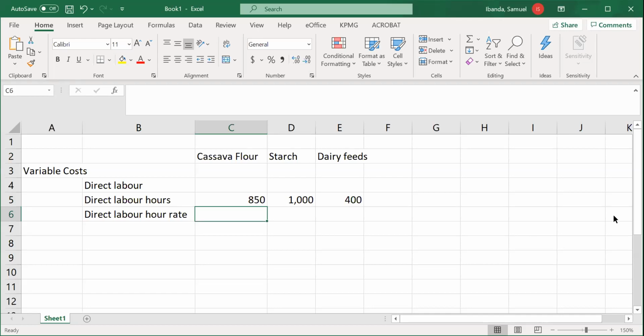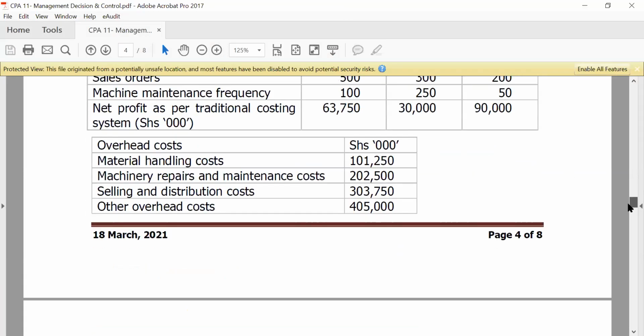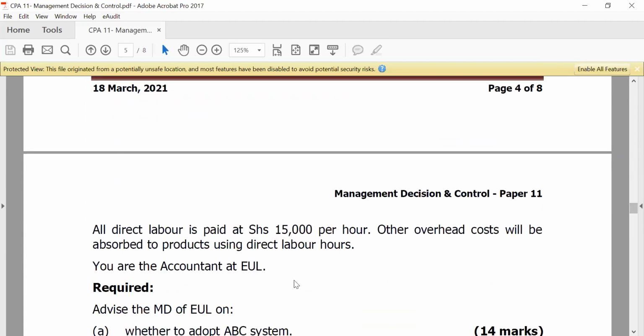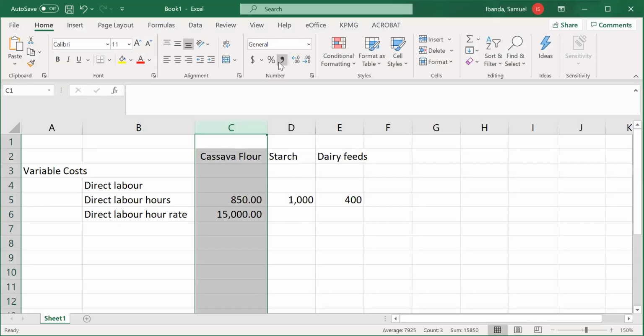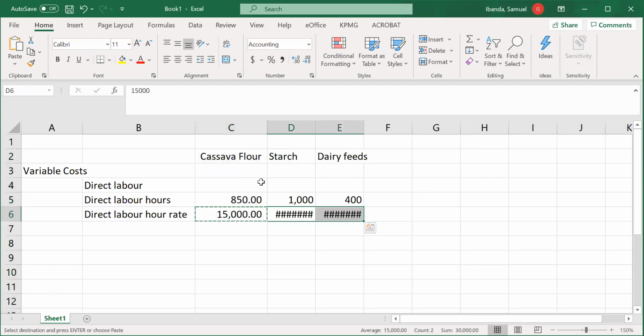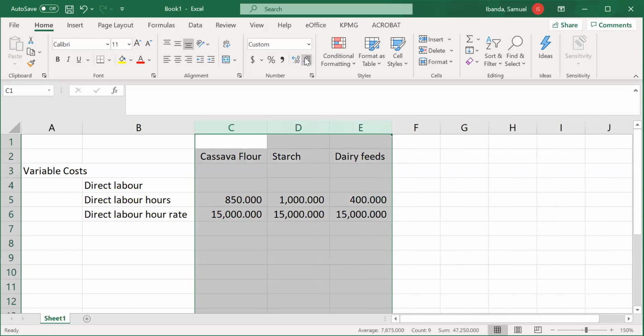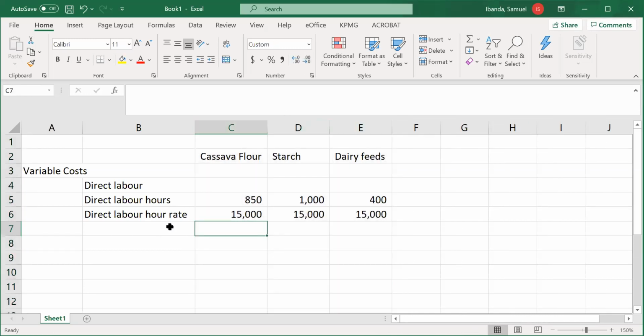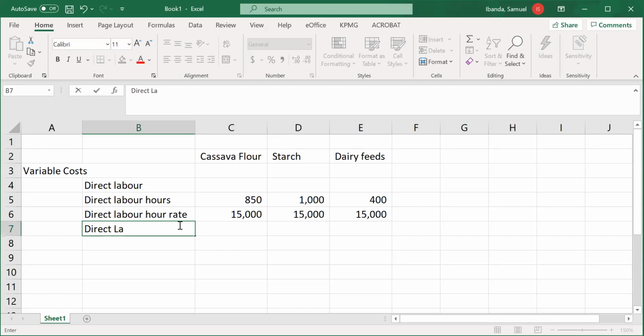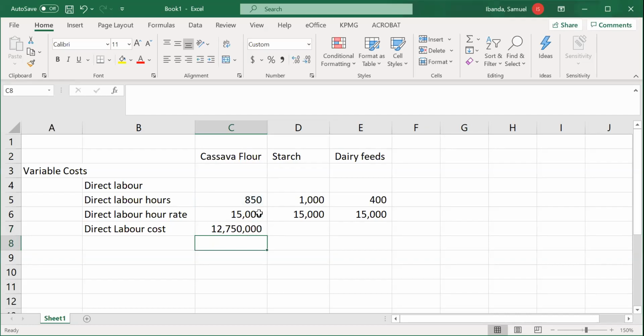Like that. So the direct labor rate is the same across, because they gave it to me. They say that the direct labor is all 15,000, so it is across despite the product. That is what I basically have in this table. So if I want to get the direct labor cost, it will be this times this. That is what I basically have.